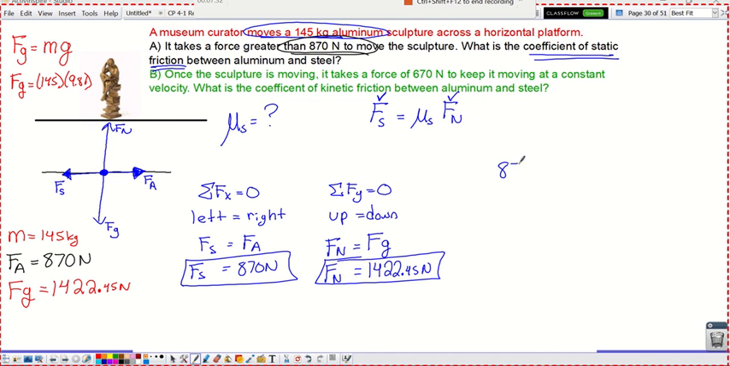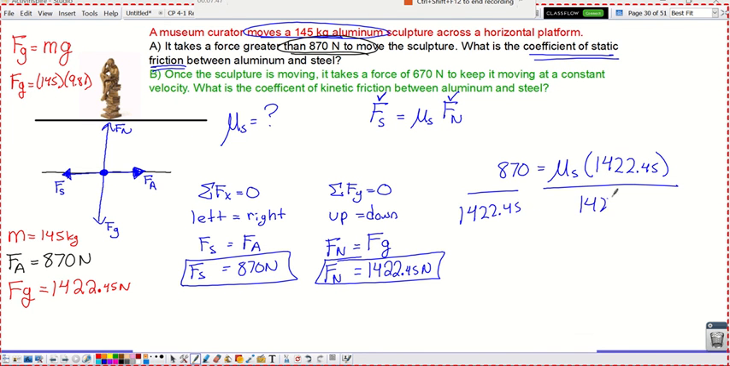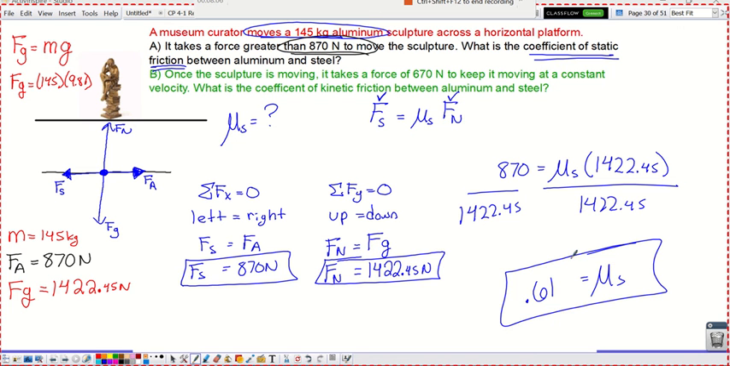So static friction, 870 newtons, is equal to the coefficient of static friction times the normal force, 1,422.45. Divide both sides by 1,422.45. You get the coefficient of static friction is 0.61. And there are no units. It's just telling us how rough or smooth the two objects are. The smaller the number, the smoother they are, and the bigger the number, the rougher they are.